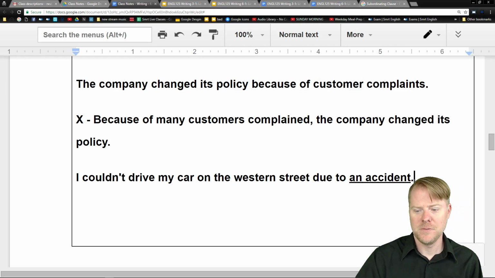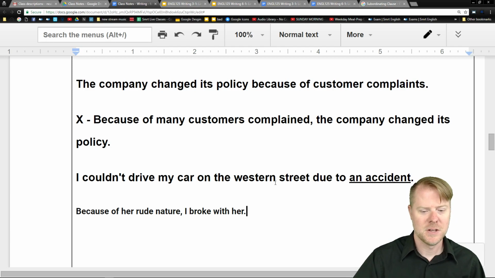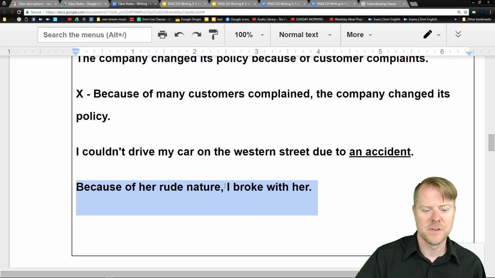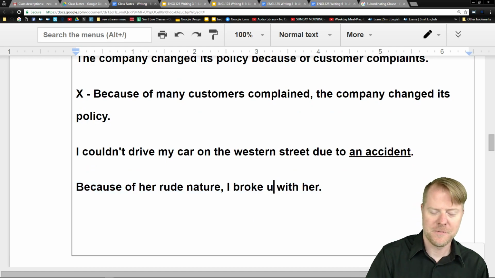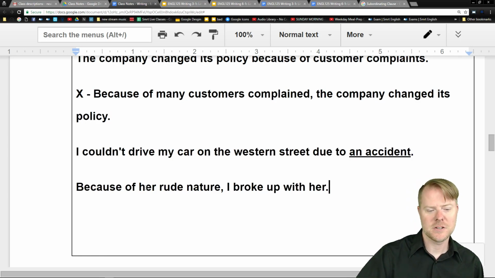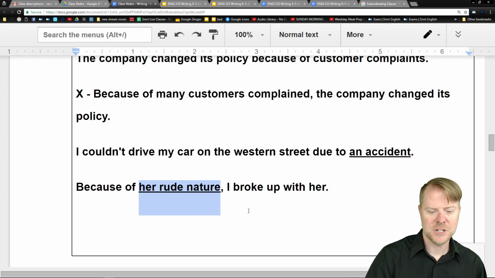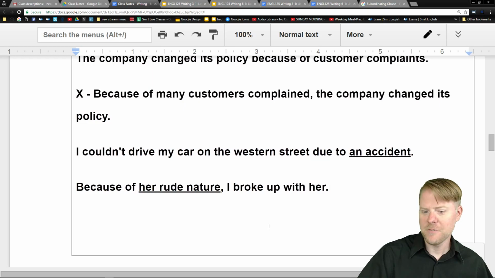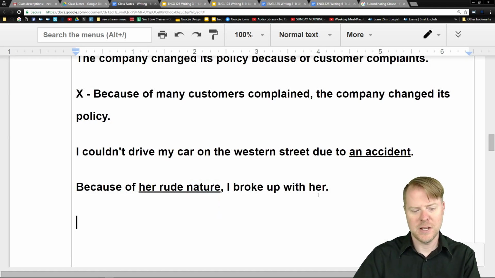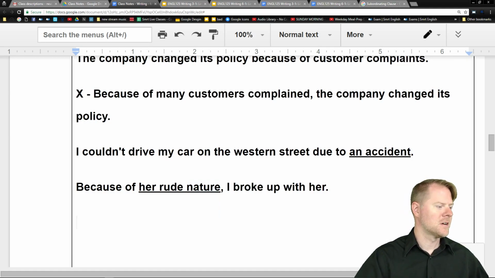Vivek, you have an example. It's been a long time since I put up a Vivek example. Because of her rude nature, and remember the phrasal verb is broke up. I broke up with her. That's correct. Her rude nature, which would be a possessive, an adjective, and a noun, is a noun phrase. These two modify the noun nature, so that's a noun phrase. After because of, we need a noun phrase, so that's correct.